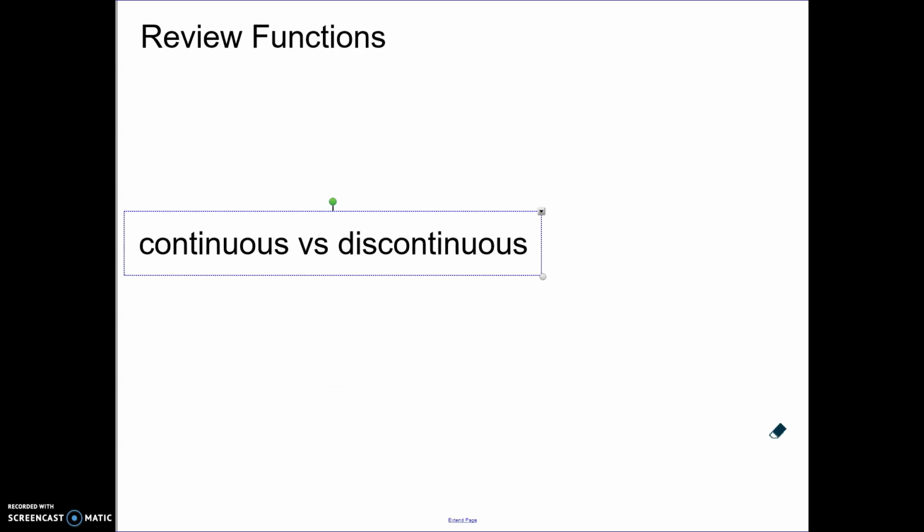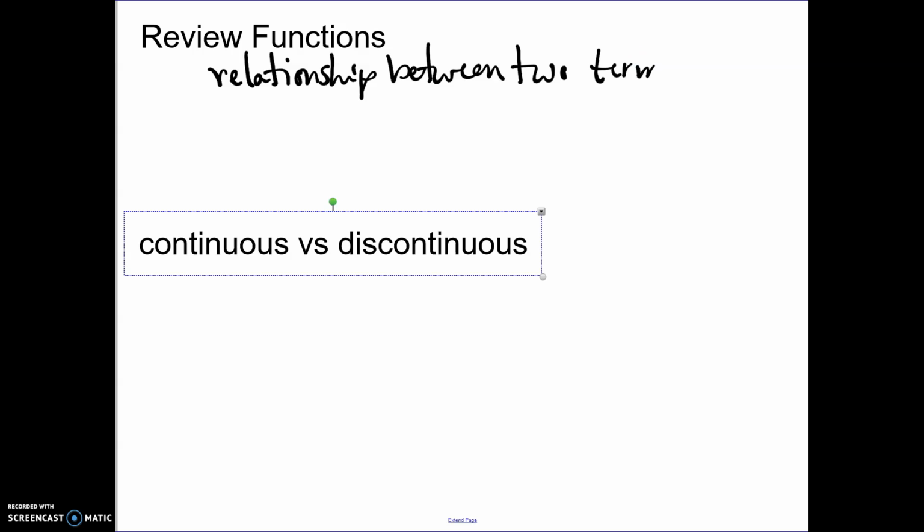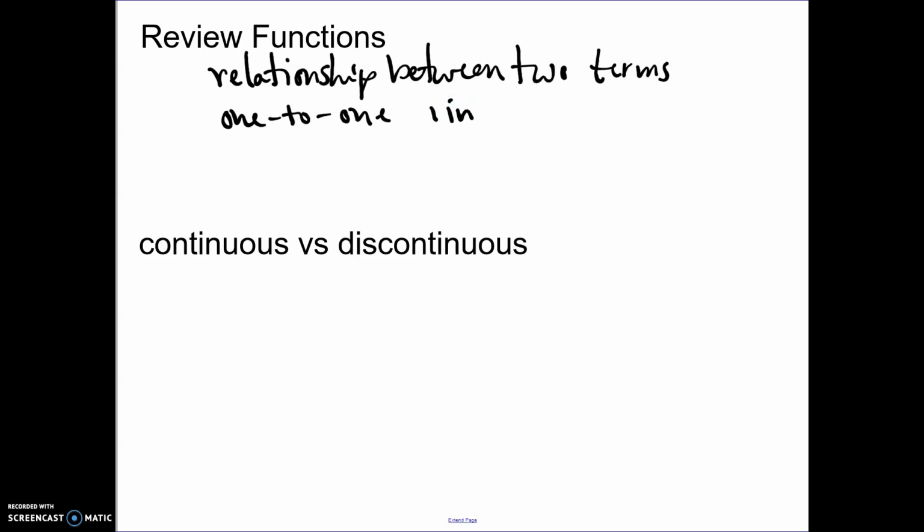So if we review absolute value, let's also talk for a second about what a function is. A function is really just a relationship between two terms. And you remember a function has to be one-to-one. So every input has exactly one output, only one output. That's just the definition of a function.